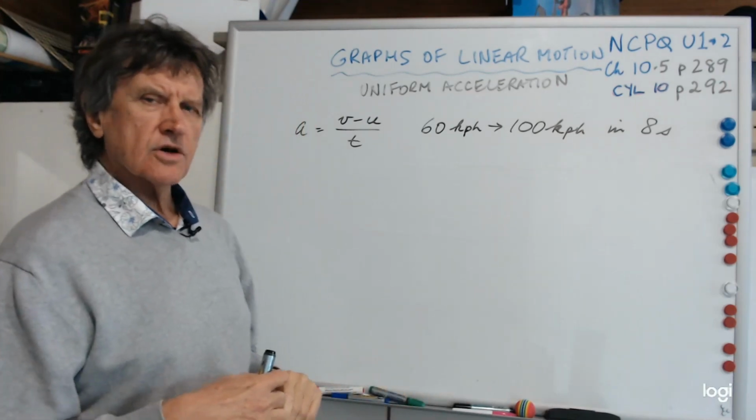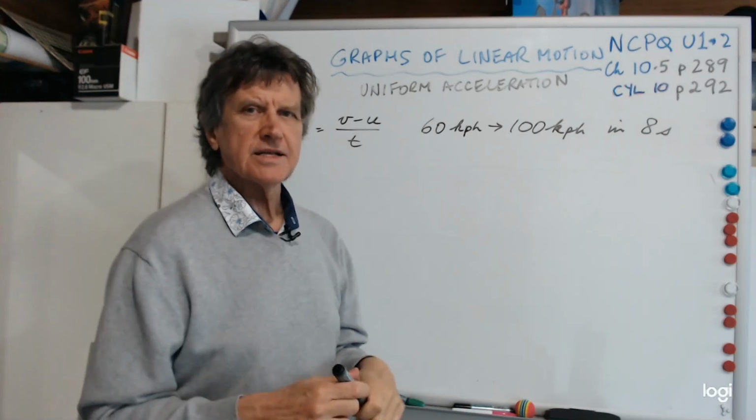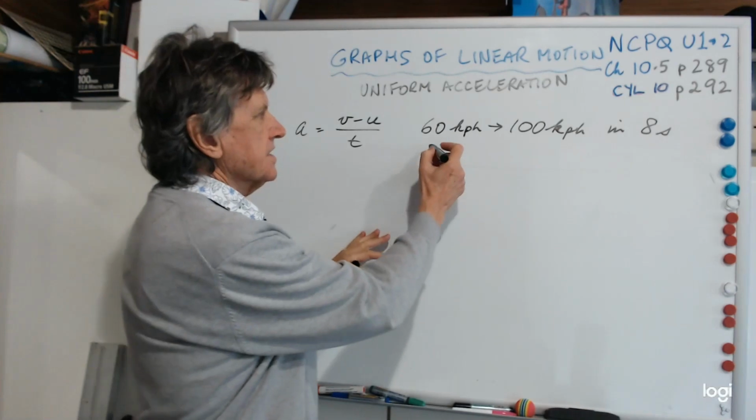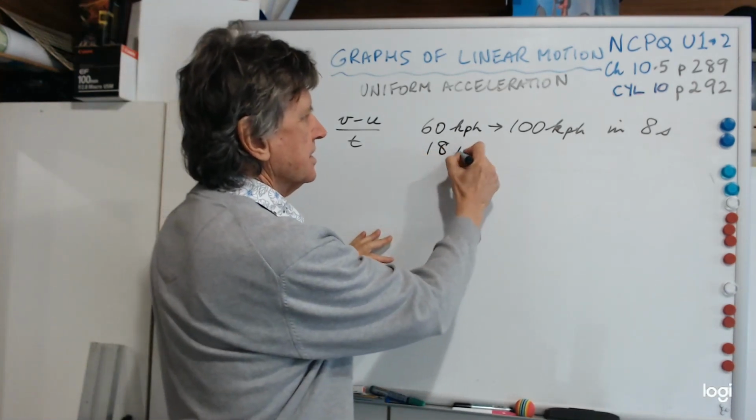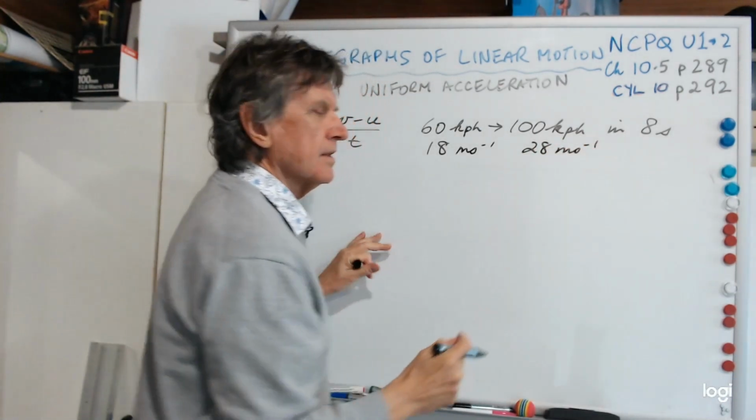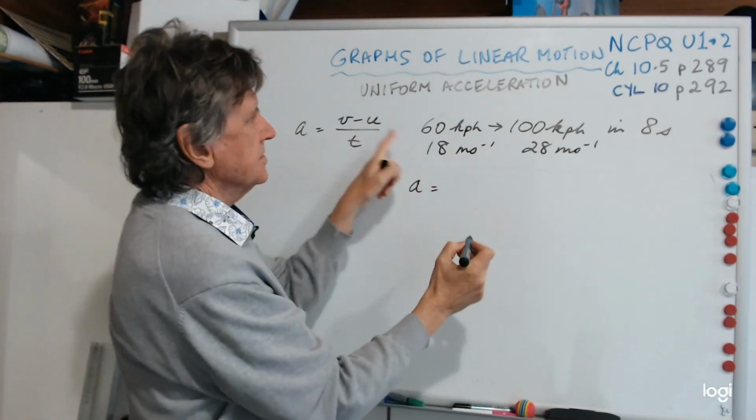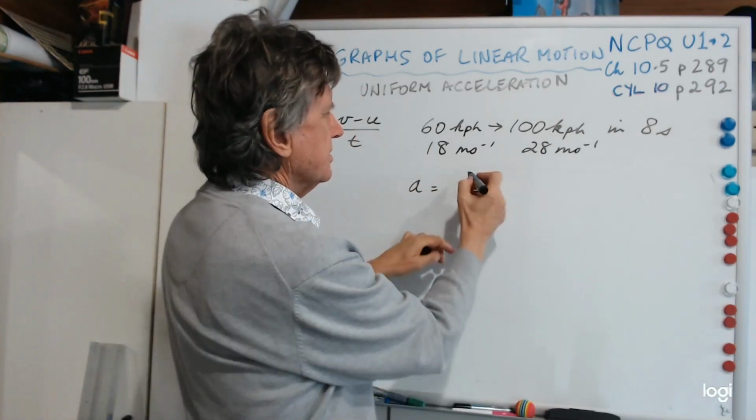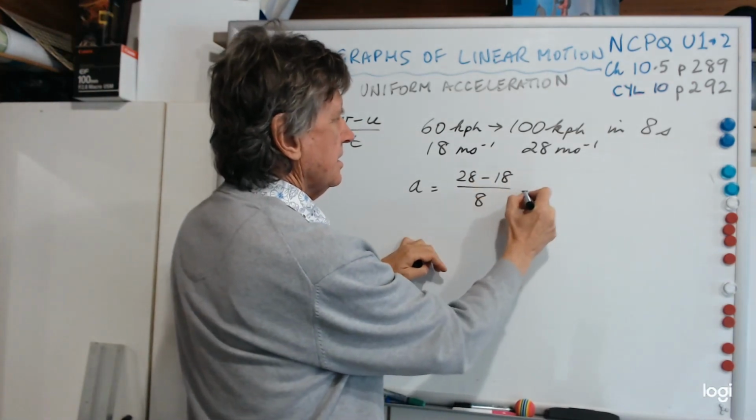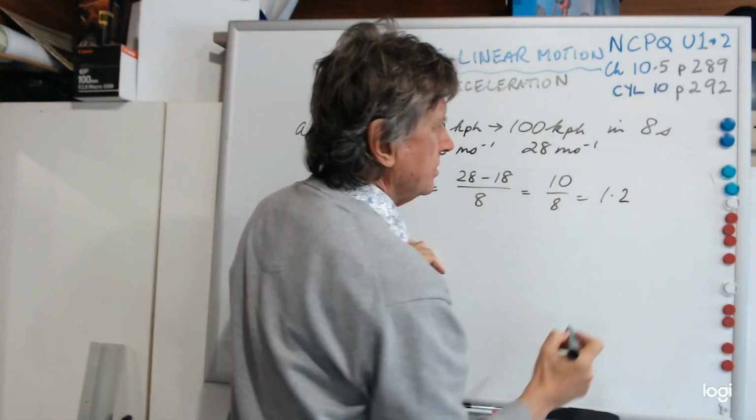Now I'll work in SI units, the international system, so I'll change this to meters per second. I won't bore you with it now, but 60 is about 18 meters per second, and this is about 28 meters per second. It's pretty close to that. So A equals V, which is the final speed, 28 minus 18, over 8. So that's 10 over 8, which is 1.2.